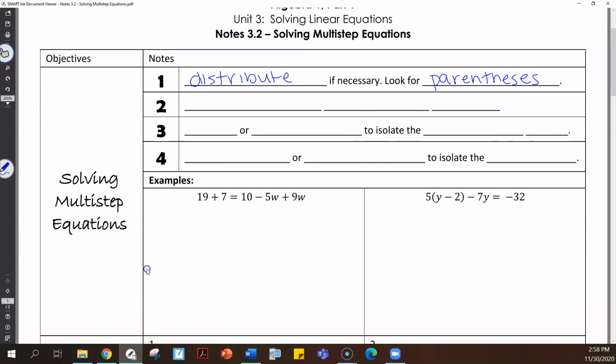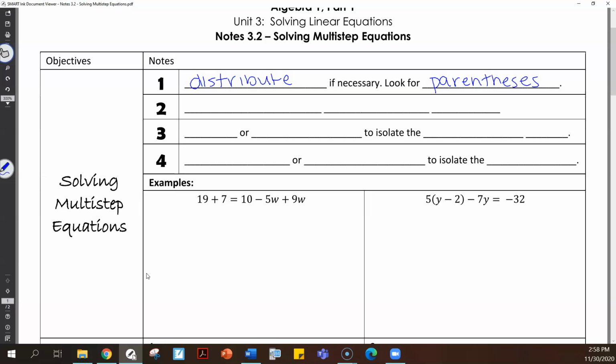As you're following this roadmap, if you get to a step that does not need to be completed, for example, in this first one, I don't need to distribute because I don't have any parentheses, I can just move on to the next step. So first thing I'm going to do is I'm going to distribute. I notice in my second example that I do have parentheses, so I'm going to go ahead and get rid of that by distributing through those.